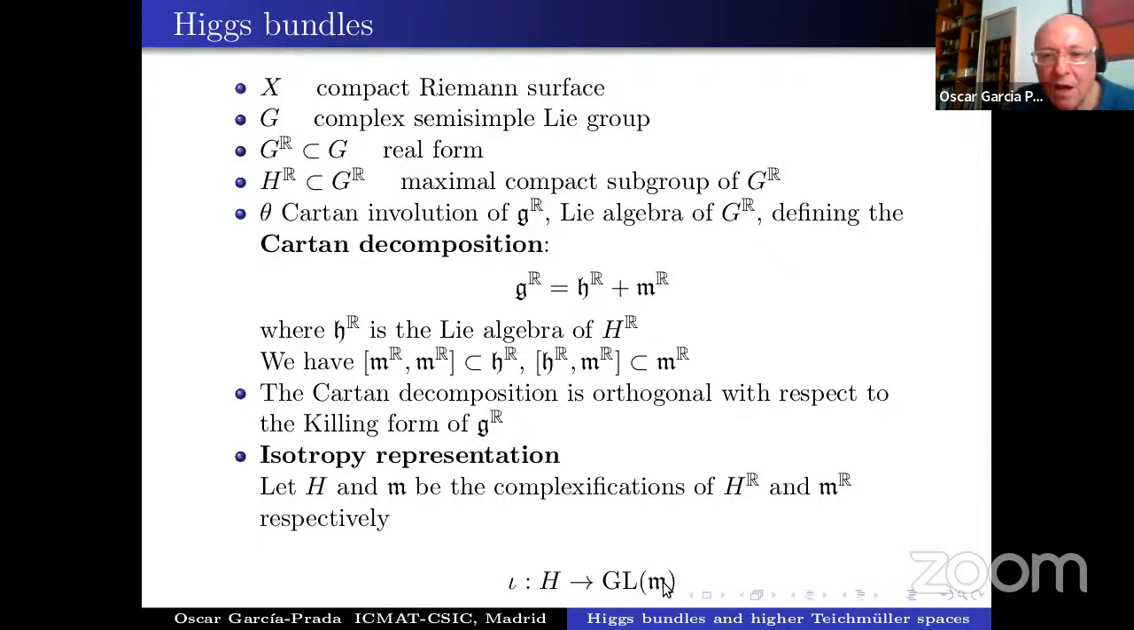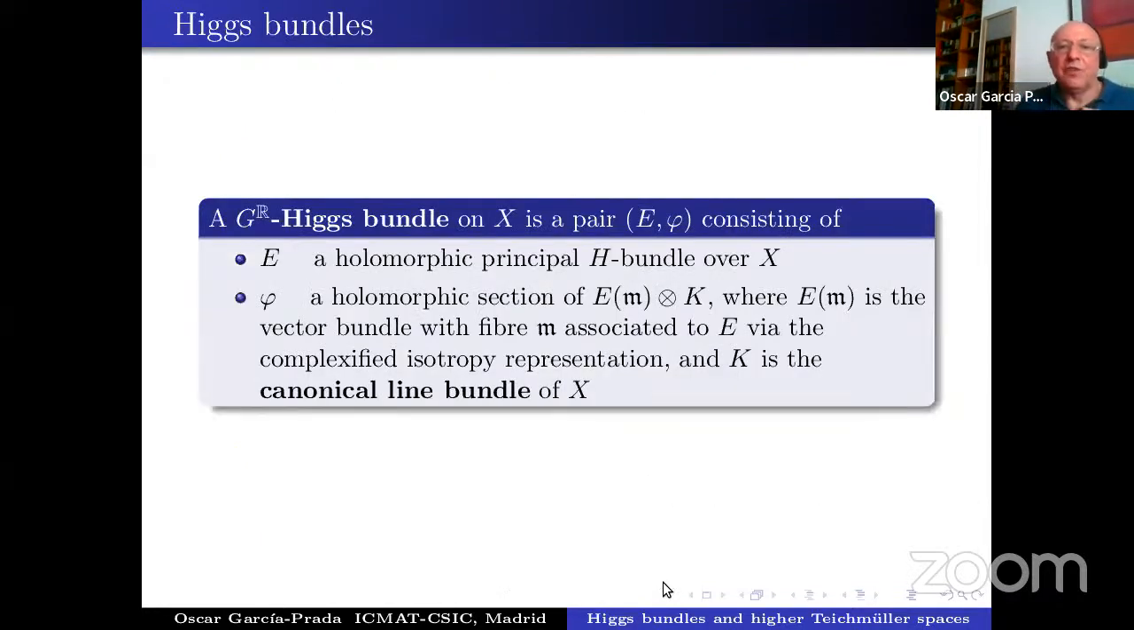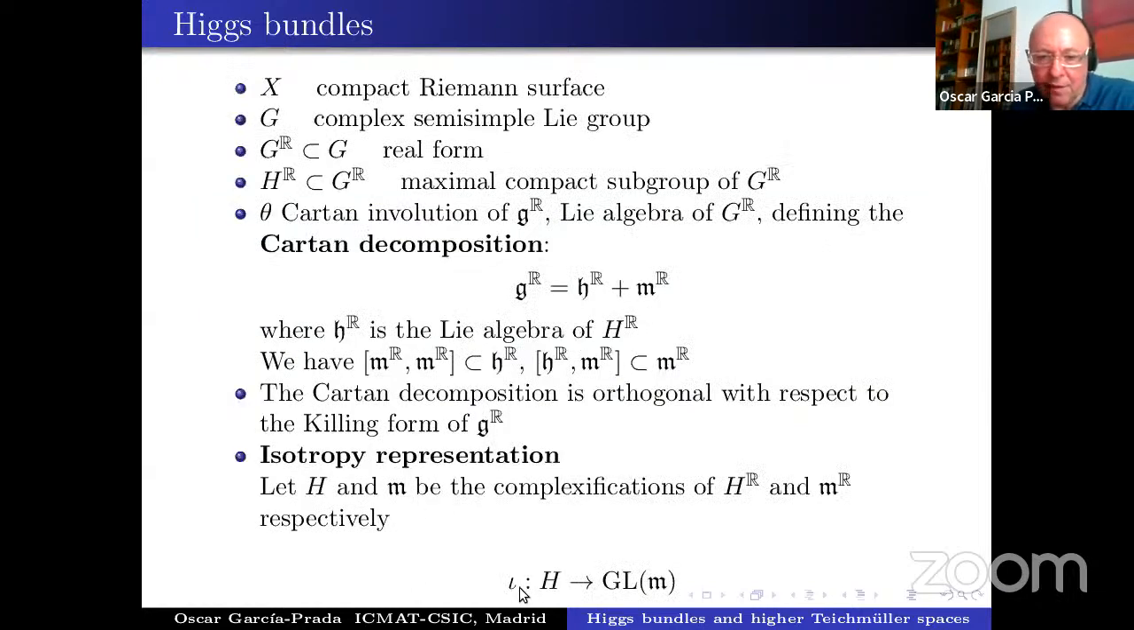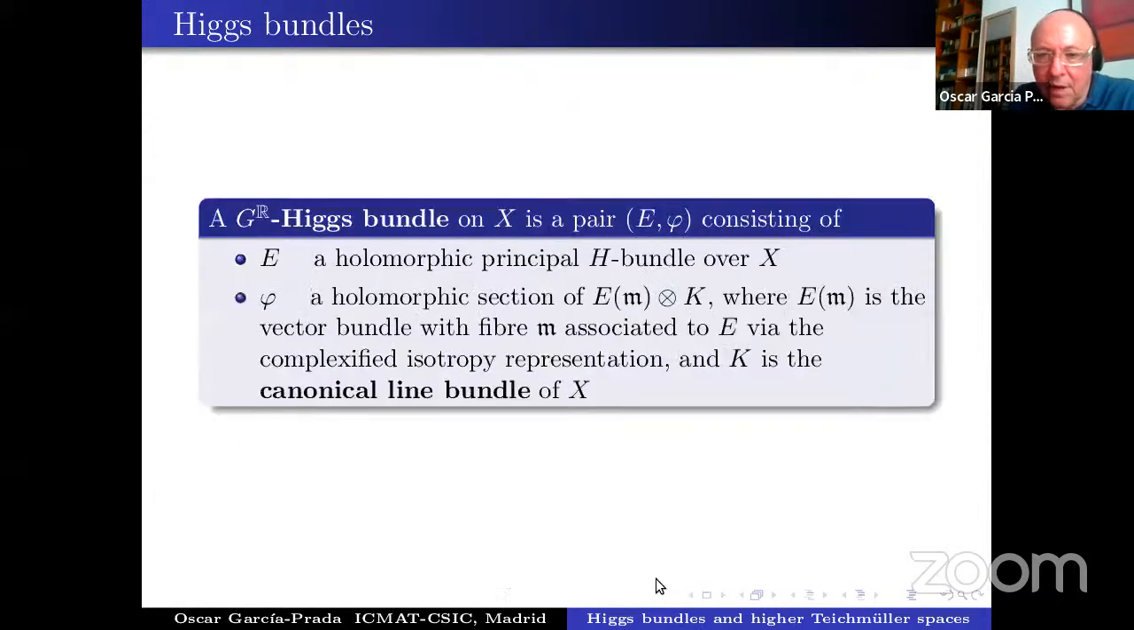With these ingredients, now we can define what we call a G_R Higgs bundle on the Riemann surface. This is a pair consisting of a holomorphic principal H-bundle over X. Remember, H was the complexification of the maximal compact of G_R. And phi is a holomorphic section of the bundle associated with the isotropy representation, a vector bundle, tensored by the canonical line bundle of the Riemann surface.